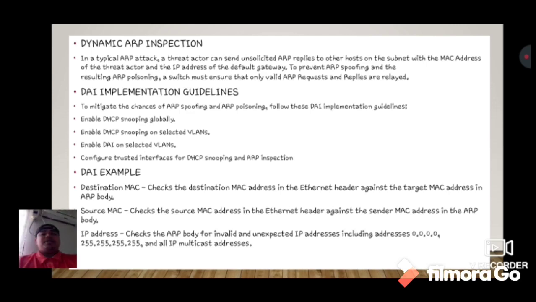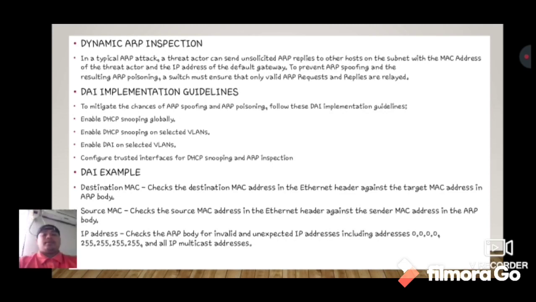DAI implementation guidelines. To mitigate the chances of ARP spoofing and ARP poisoning, follow the implementation guidelines. Enable DHCP snooping globally. Enable DHCP snooping on selected VLANs. Enable DAI on selected VLANs. Configure trusted interfaces for DHCP snooping and ARP inspection.